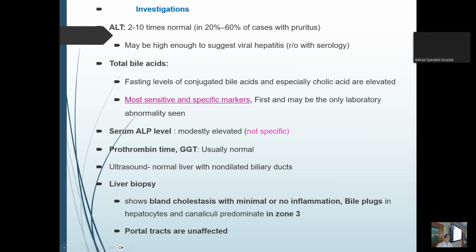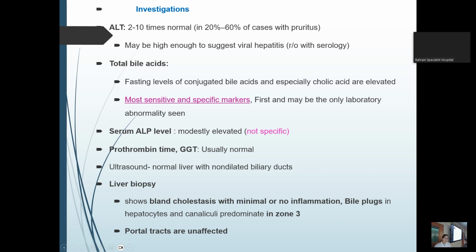In the AST and ALT, the rise is 2 to 10 times the normal, which may be high enough to suggest viral hepatitis sometimes. Total bile acids, fasting level of the conjugated bile acids and especially cholic acids are elevated. It is the most sensitive and specific marker of intrahepatic cholestasis of pregnancy. Serum ALP level may be elevated, but that is not specific. Prothrombin time and GGT are usually normal.